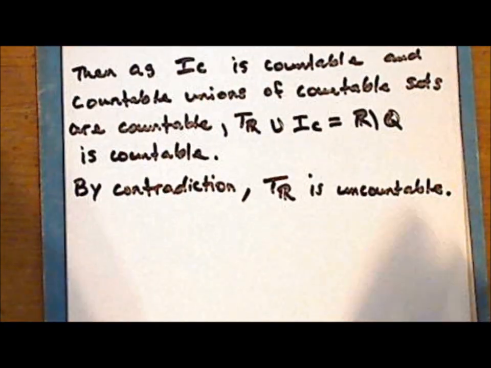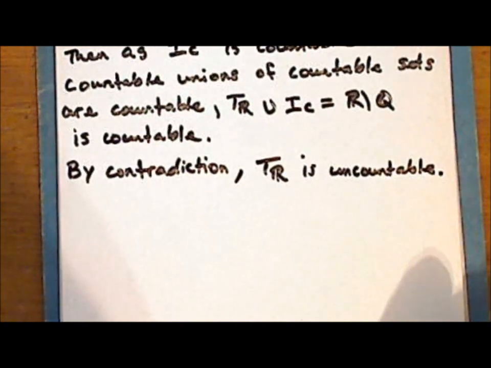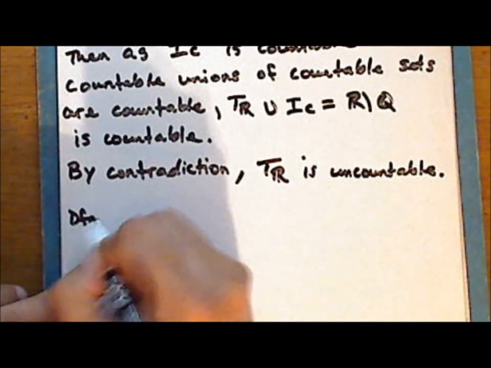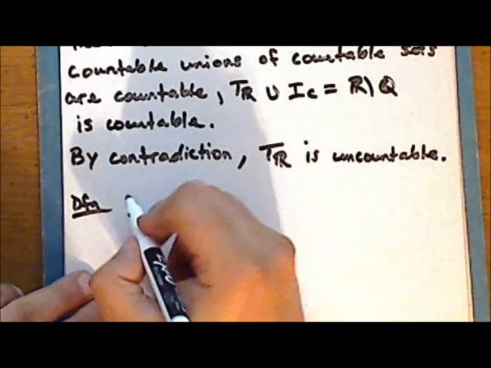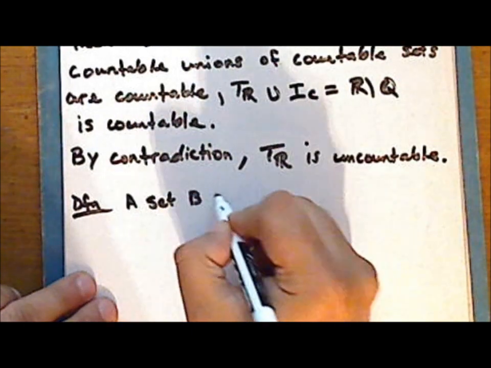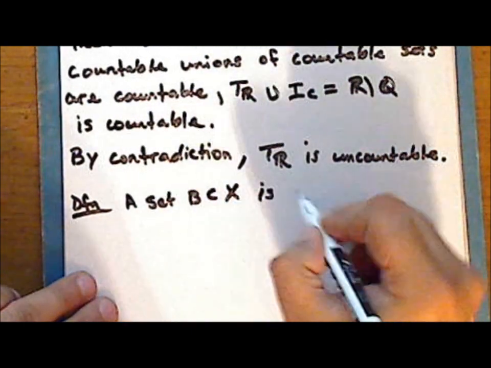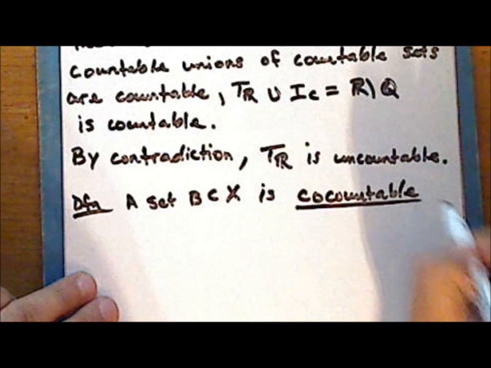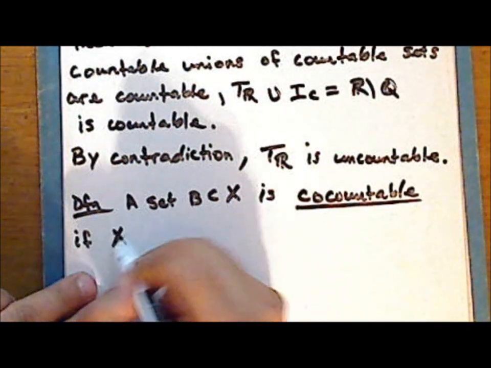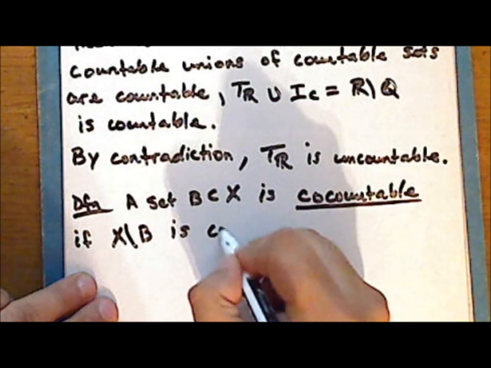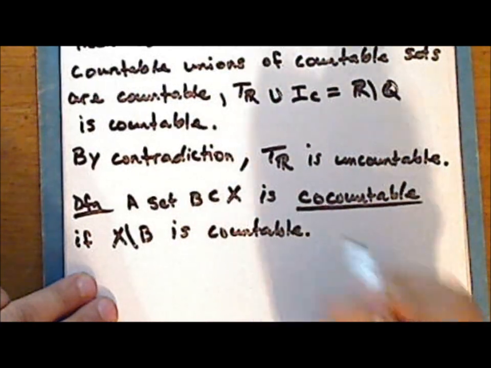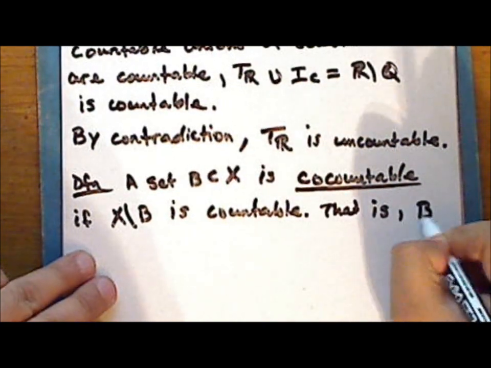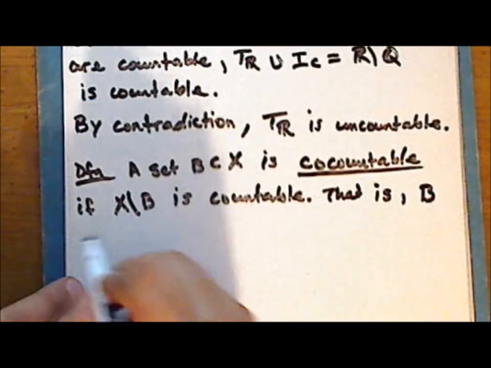Okay, so now we need a new definition so we can make it clear what we mean by saying that most real numbers are transcendental. We will define a co-countable set. A set B, which is a subset of some larger set X, is co-countable if the complement of B in X is countable. And by this we mean that the set B contains all but countably many elements of this larger set X.